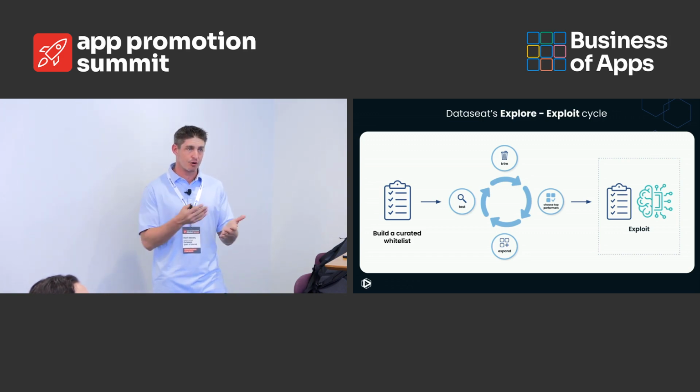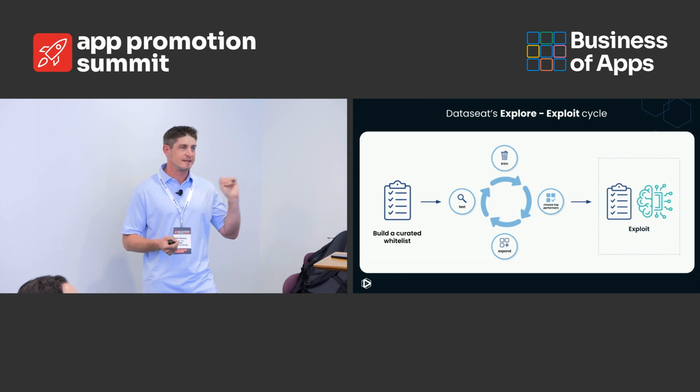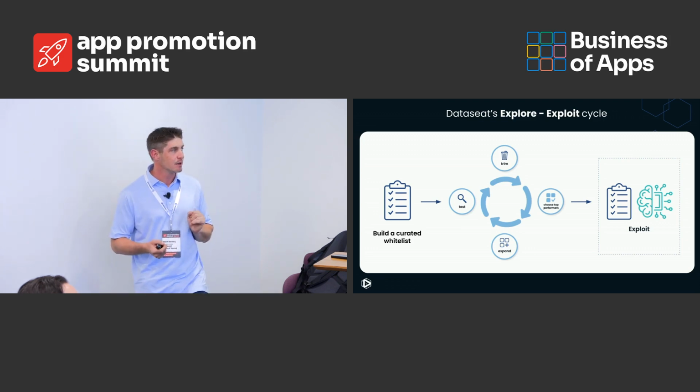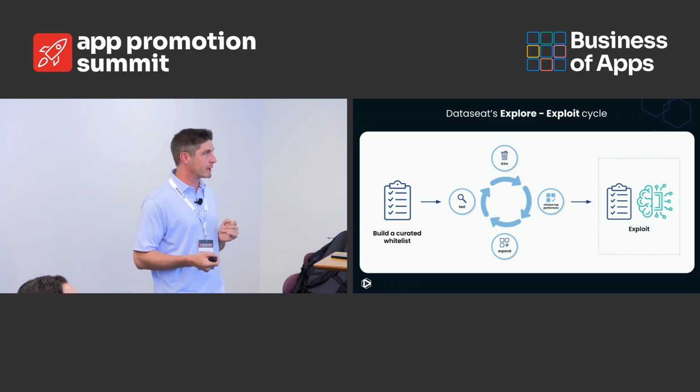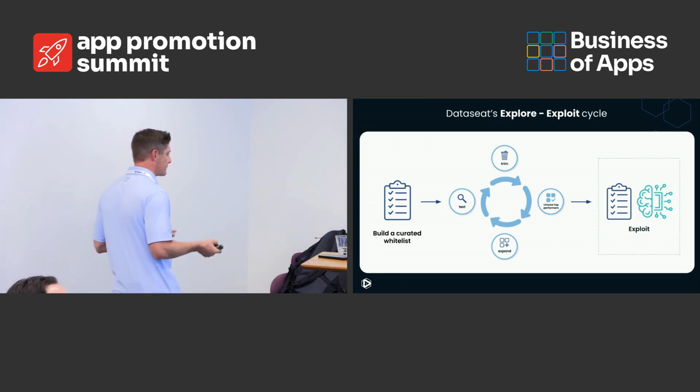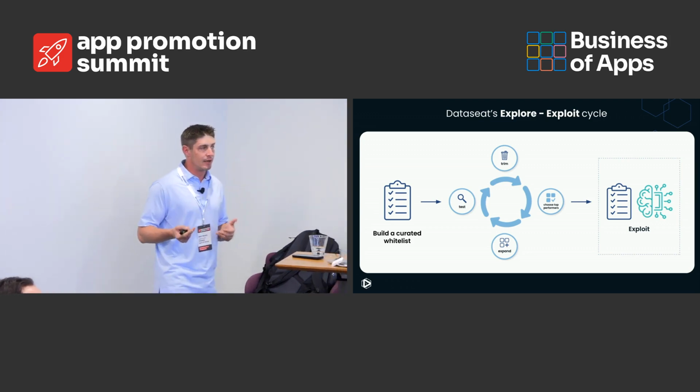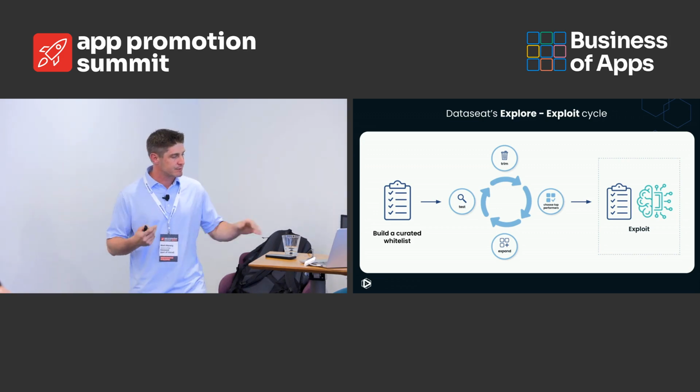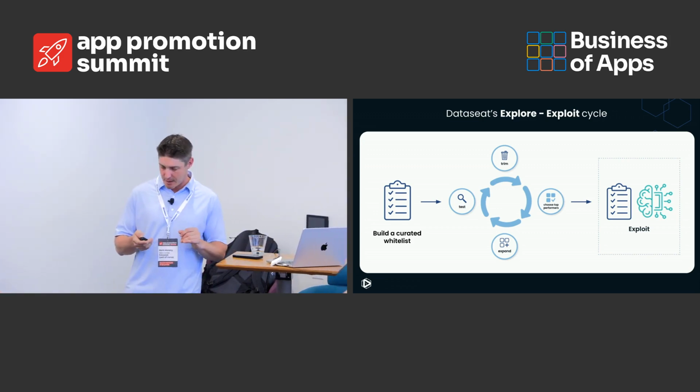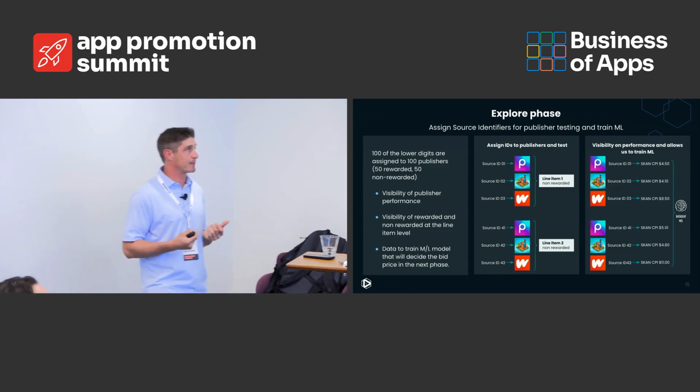We're doing contextual. We're in crawl, walk, run. We don't know the exact users to hit right away. So we're going to build and curate a publisher whitelist. We're going to test, trim, explore, exploit. And this is the process that we're going to go through. This is our explore, exploit process that we go through in optimizing our campaigns.